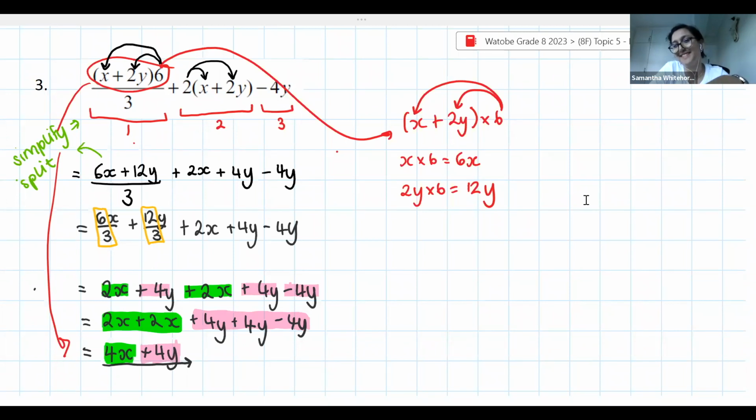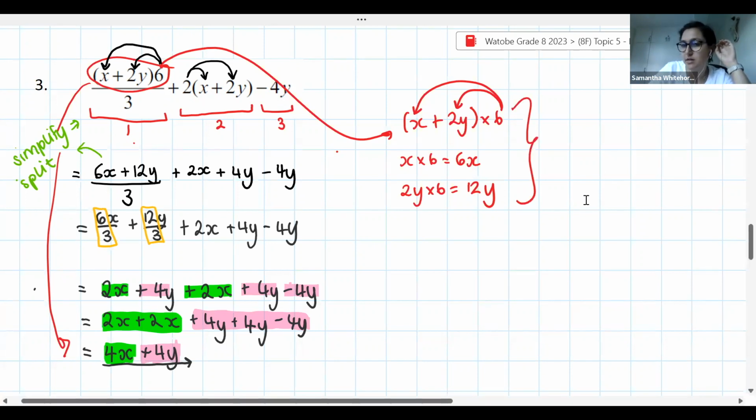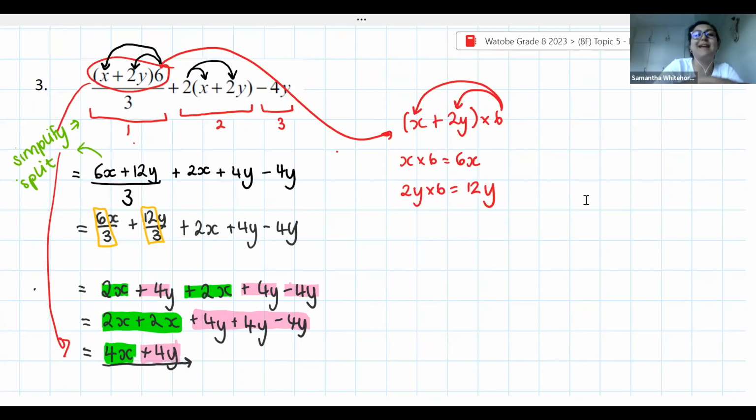Okay. Ma'am, how did you get 6x? Okay, so remember the 6x came from me multiplying the 6 into the bracket. So 6 times x gave me 6x. But right at the top, there's no 6 anywhere. The 6 is at the end of the bracket. It's behind the bracket. Oh.